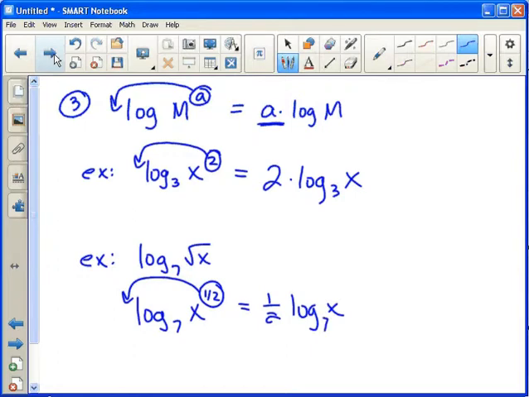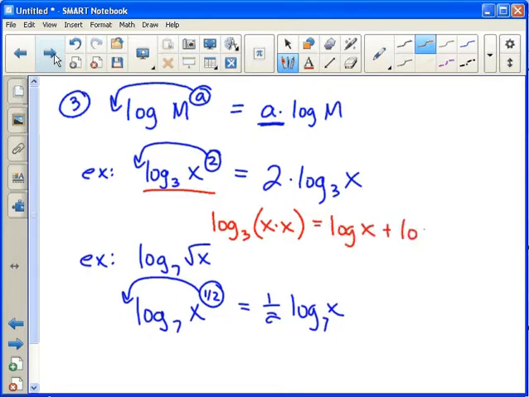Okay, now one thing I want to show you is that this is somewhat just an extension of the original rule, which was that multiplication changes to addition. This is just kind of an aside. You don't necessarily have to know this or remember this, but if you think about this example right here, this could be written as log base 3 of x times x, because that's what x squared means, x times itself. And we know we're allowed to change multiplication into addition. Well, if you have log of x plus log of x, then you could write it as 2 log of x. So hopefully you can see how this is very closely related to the first property, which is the product rule.